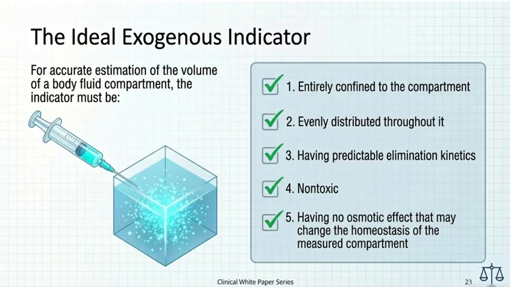To accurately measure the body fluid compartments, we use indicator dilution techniques. An ideal indicator should meet certain criteria. First, it should remain confined to the compartment being measured. Second, it should distribute evenly throughout that compartment. Third, it should have a predictable elimination kinetics. It must be non-toxic, and importantly, it should not alter fluid balance or osmotic gradients. These properties ensure accurate and reliable measurement of fluid volumes.